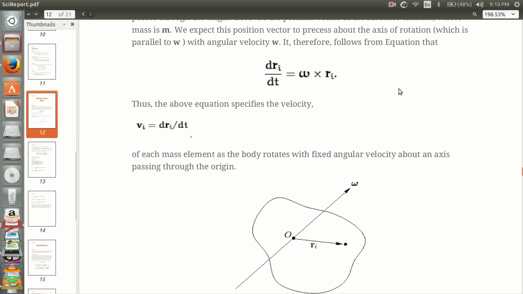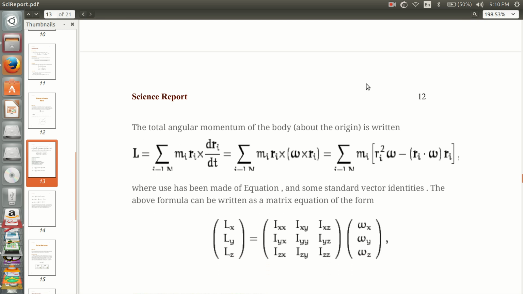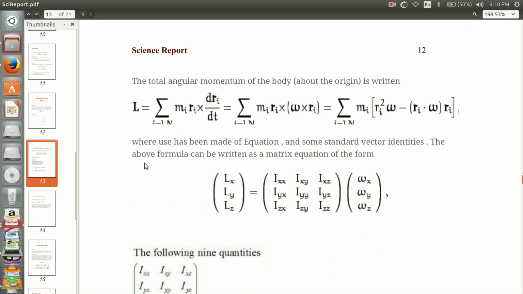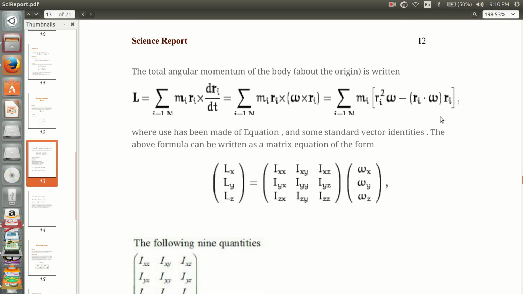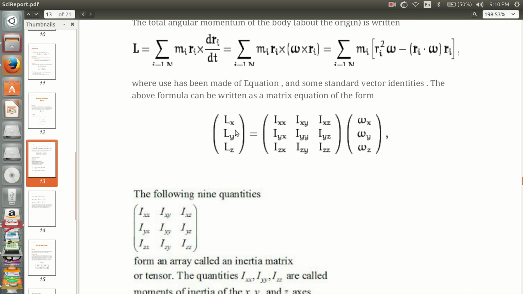So dri/dt denotes the velocity vector of the ith particle, and as we know, the velocity vector of the ith particle is perpendicular to both omega and ri. So this omega cross ri will give us magnitude as well as direction. The total angular momentum of the body about the origin is given by the summation i equals 1 to n of mi ri cross dri/dt, and further simplifying this equation we get this equation. Further, we can write this in matrix form to get the values of Lx, Ly, Lz.